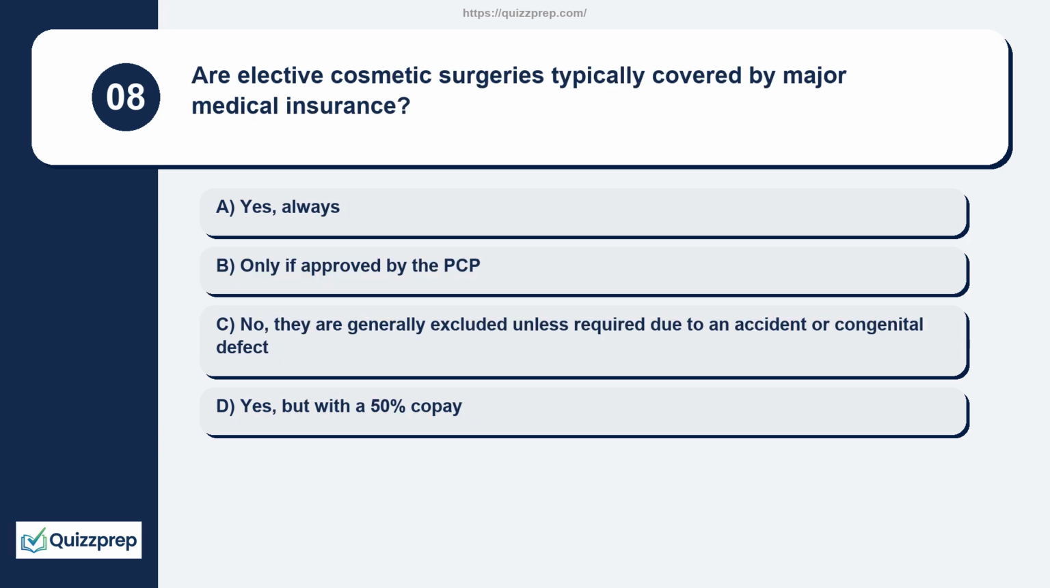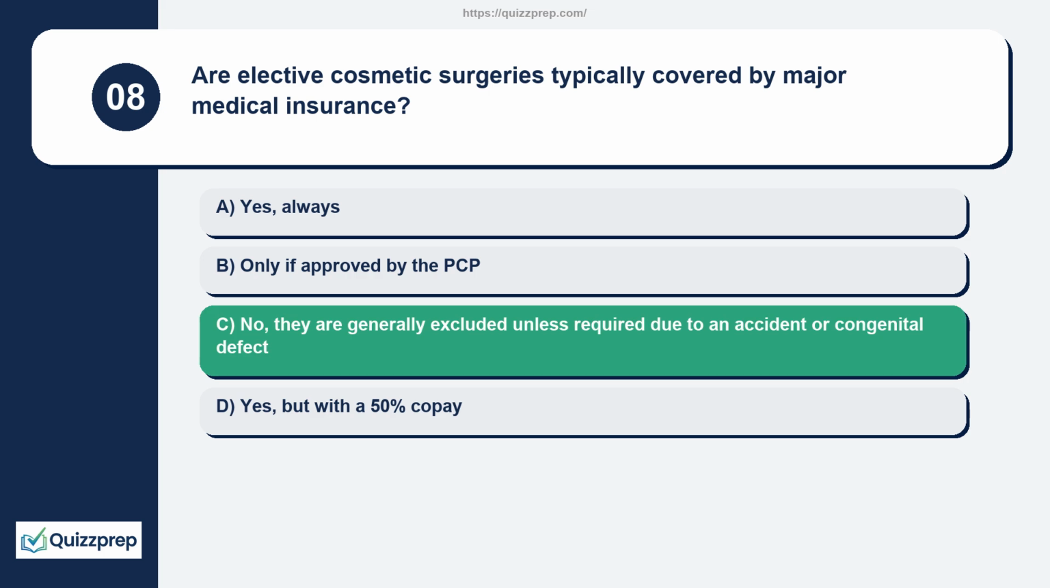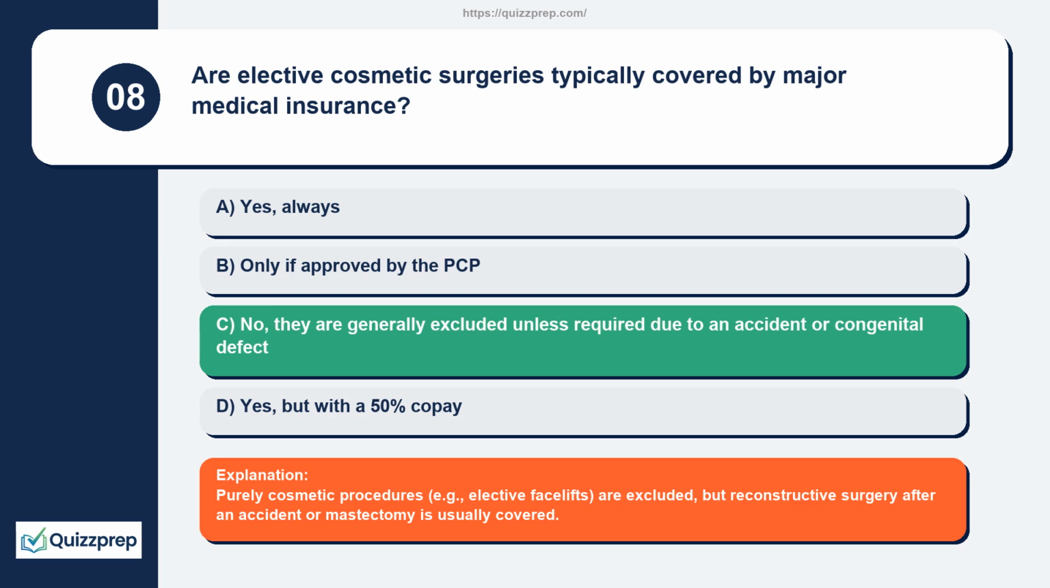Question 8. Are elective cosmetic surgeries typically covered by major medical insurance? Yes, always. Only if approved by the PCP. No, they are generally excluded unless required due to an accident or congenital defect. Yes, but with a 50% copay. Purely cosmetic procedures, for example elective facelifts, are excluded, but reconstructive surgery after an accident or mastectomy is usually covered.